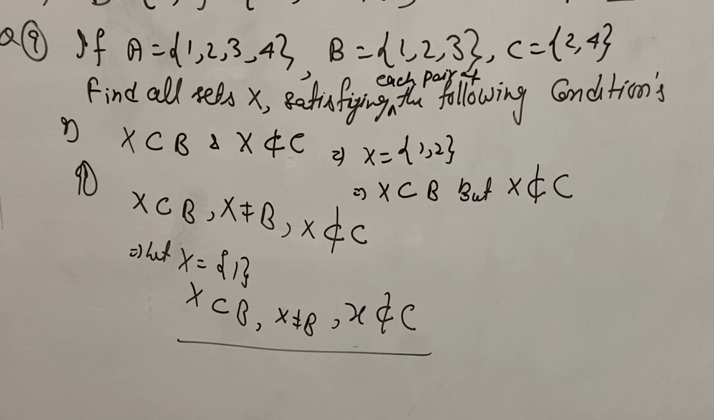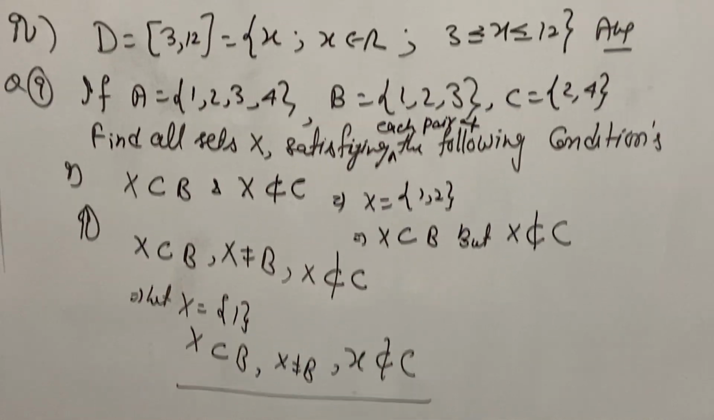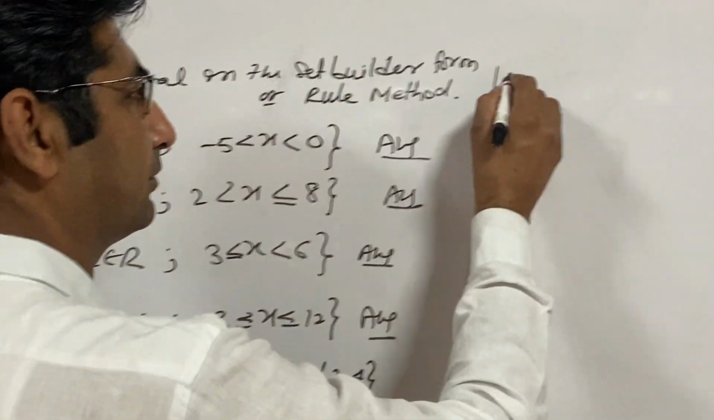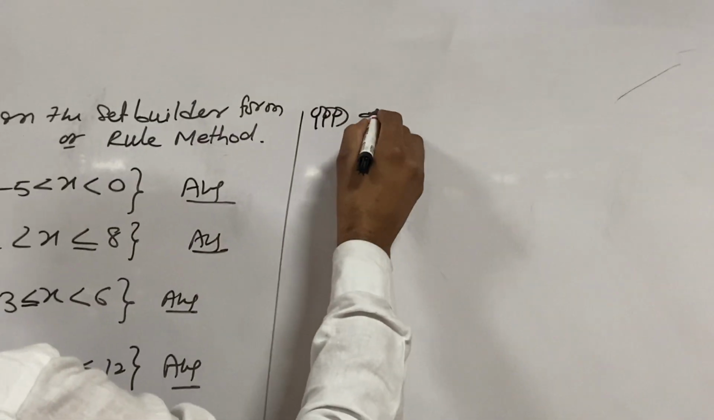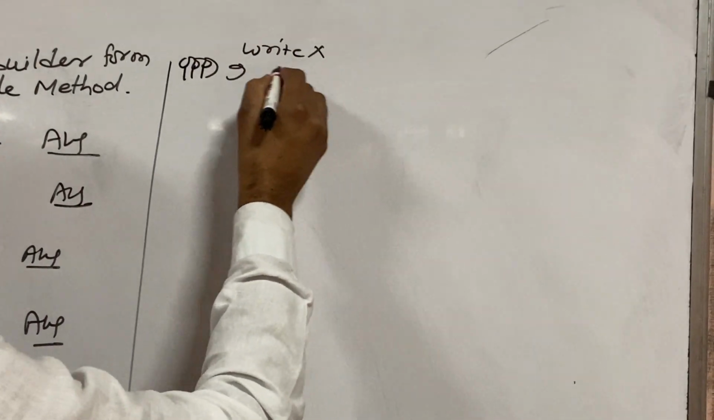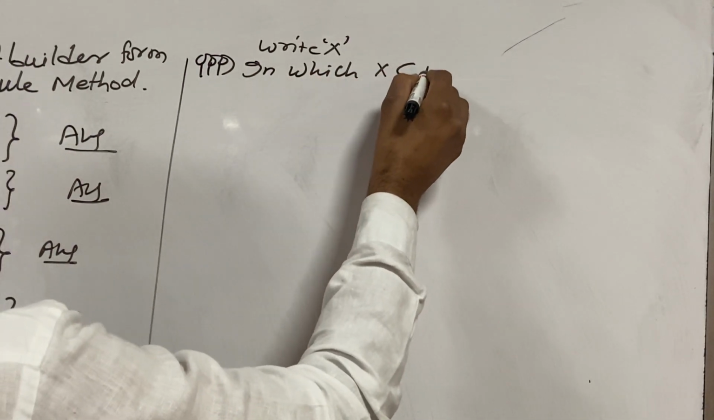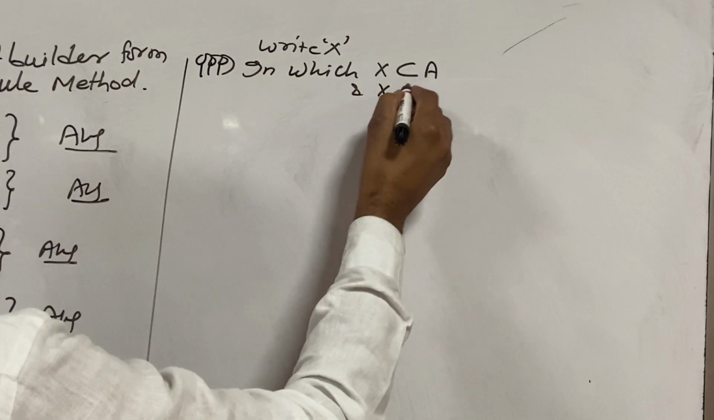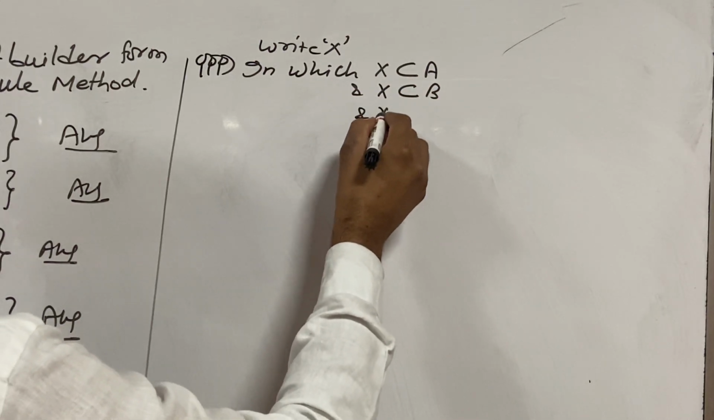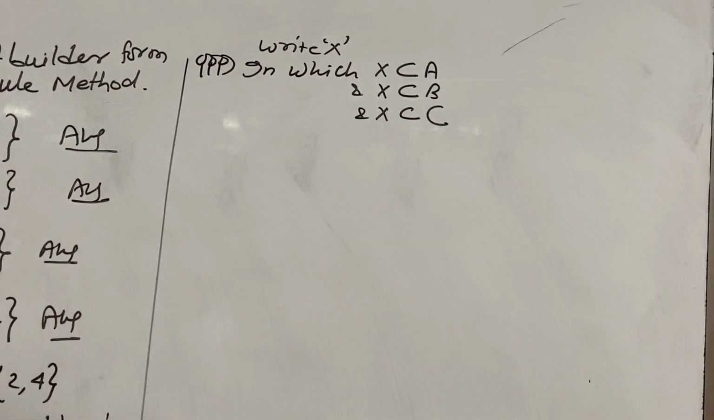Third part. Write X in which X is a proper subset of A, X is a proper subset of B, and X is also a proper subset of C. Write down this type of X from these sets in which X is a proper subset of A, X is a proper subset of B and X is a proper subset of C.